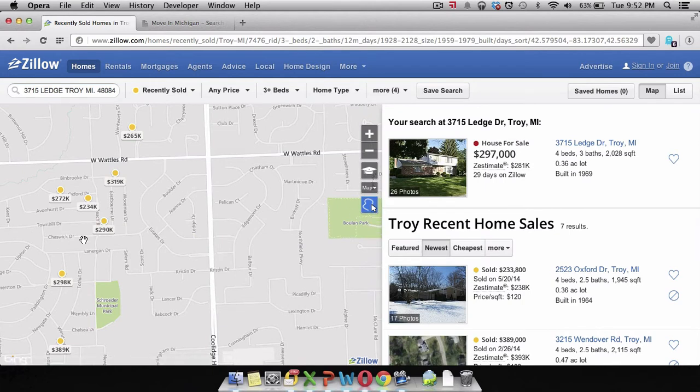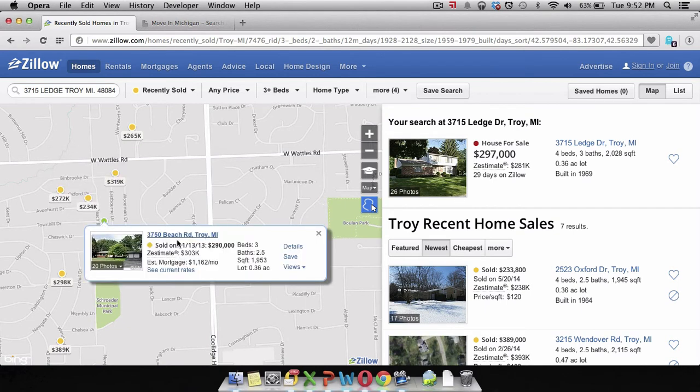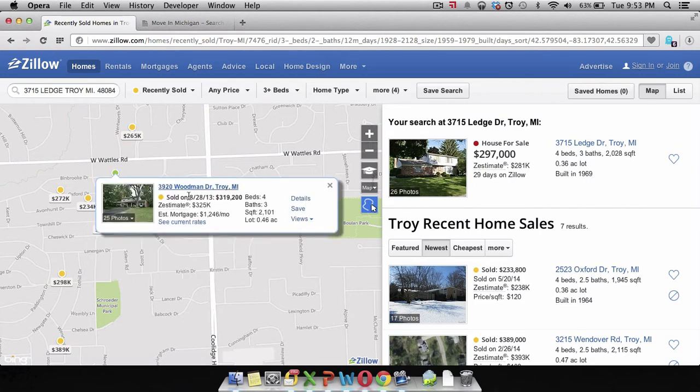And in the last 12 months, we have a number of different properties. We have one for 319, 290, 298, 389, and I'll click on these just to look at some of the specifics. Now, this one was done in November 2013. This one was sold August 28th, 2013, and is not very different from my property. It's a 4-bedroom, 3-bath, 2,100 square feet, whereas mine is 2,028 square feet.